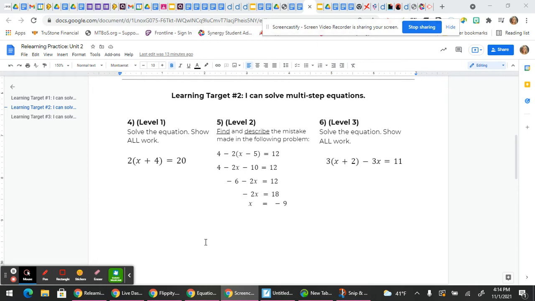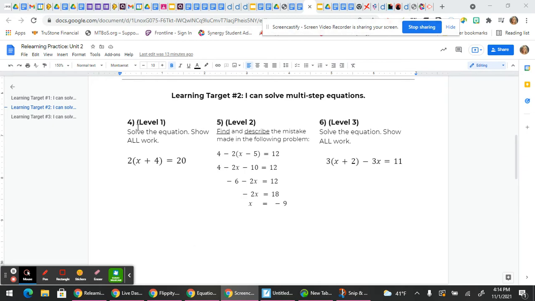I can solve multi-step equations. Please grab a piece of paper. I would like you to solve all three questions along with me. Then you will be ready to roll for a buyback retake situation. So let's go ahead and get started.